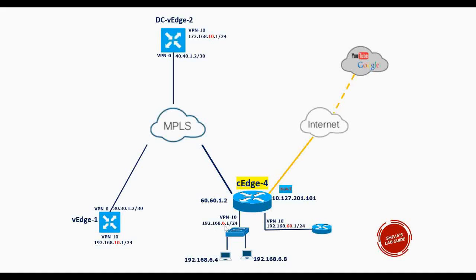One subnet I have is 192.168.1.0/24 and the other is 192.168.60.1/24, and we will enable the direct internet access for this particular subnet 192.168.6.1/24. Under that I have two machines from which we will test the connectivity.